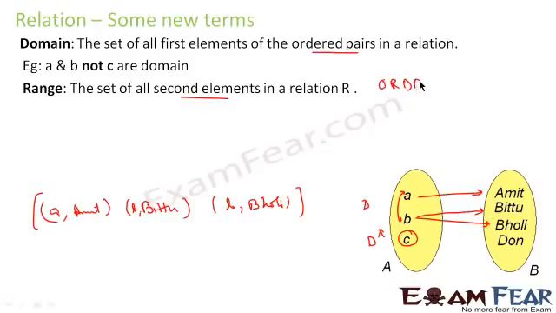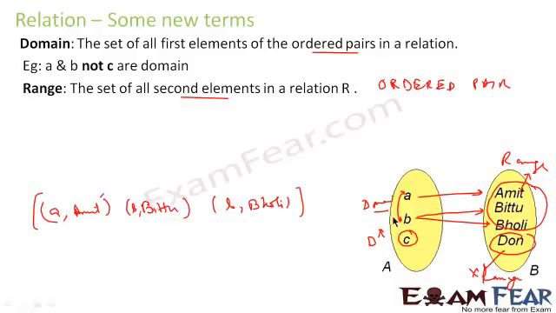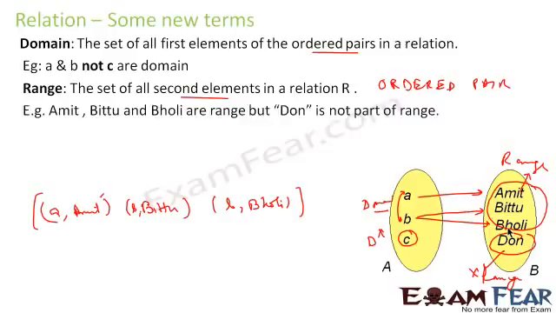Ordered pair is a must. So here also, if you see in the ordered pair, we have Amit, Bittu and Bholi only. So only these three are range, and dawn is not part of range. As we have done for domain, A and B were domain, C was not domain. Similarly, Amit, Bittu and Bholi are part of range and dawn is not part of range, because these are the second elements in the ordered pair. And you see dawn is not part of ordered pair.